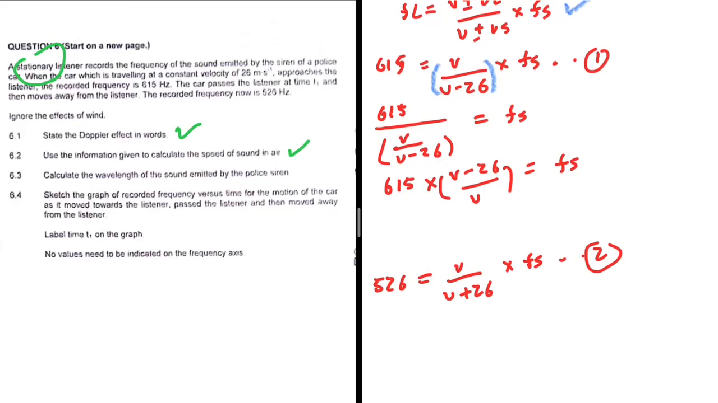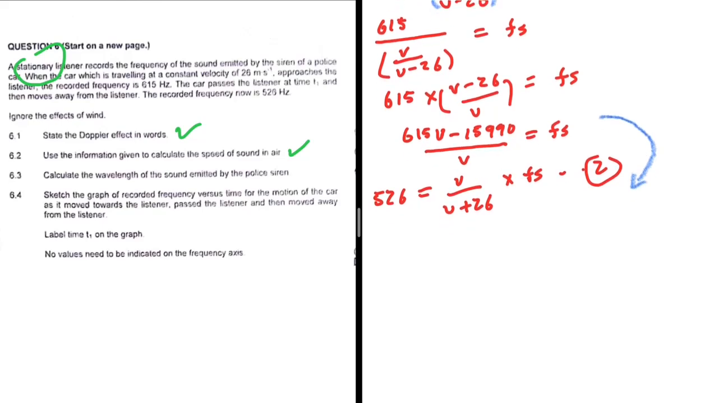Okay, let's further simplify it. 615 multiplied by V is 615V, and then we have 615 multiplied by minus 26, that is minus 15,990, everything divided by V, right? This is Fs. So let's substitute this Fs into our equation 2. If we do that, can we take this to the left hand side first? Okay, let's take that to the left hand side first.